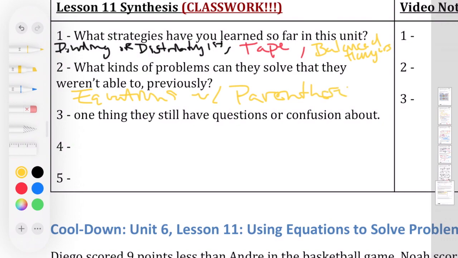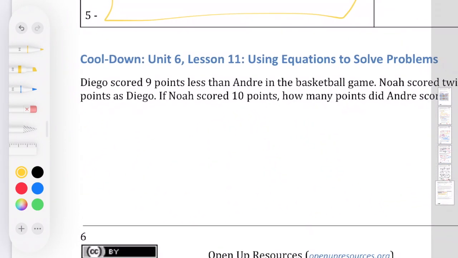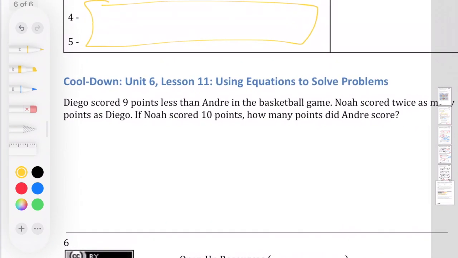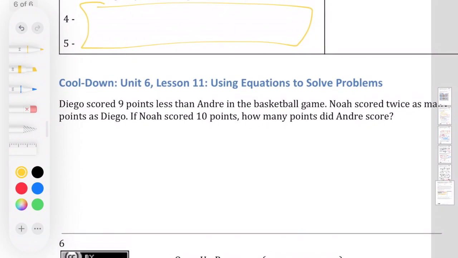All right, and then one thing, this is just going to be your choice, whatever you want to put right there. And then let's go ahead and look at our cool down. Diego scored 9 points less than Andre in a basketball game. Noah scored twice as many points as Diego. If Noah scored 10 points, I apologize, how many points did Andre score? Go ahead, pause the video right here, and do your best to solve for the points that Andre scored.